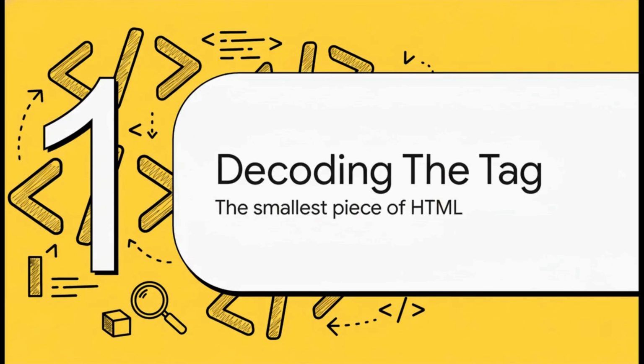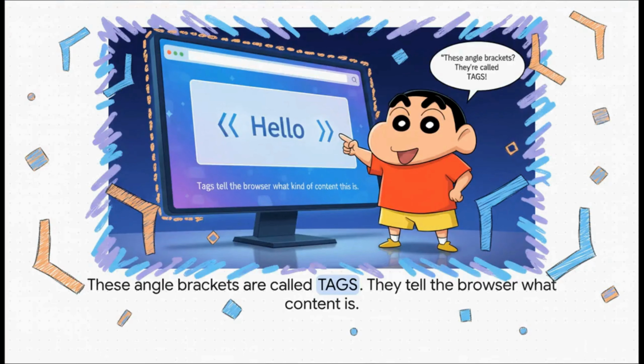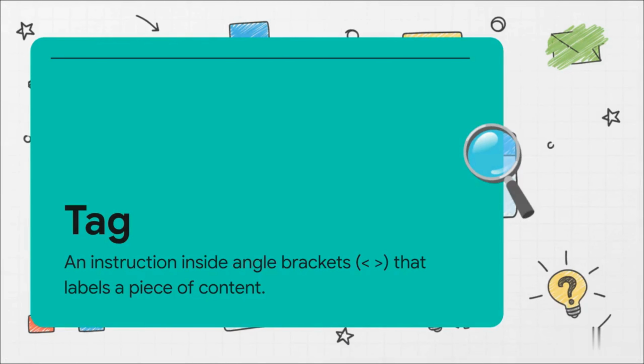First things first, we have to start at the very, very beginning. We're talking about the smallest, most fundamental piece of the whole puzzle, the tag. It all boils down to something super simple. You see those pointy angle brackets? Those little things are called tags. And really, their only job is to be a label. They just wrap around a piece of content to tell the browser exactly what that content is supposed to be. So to put it simply, a tag is just an instruction. It's a command wrapped in those angle brackets telling the browser what to do. Think P for a paragraph or H1 for a big headline. It's the most basic command you can possibly give.